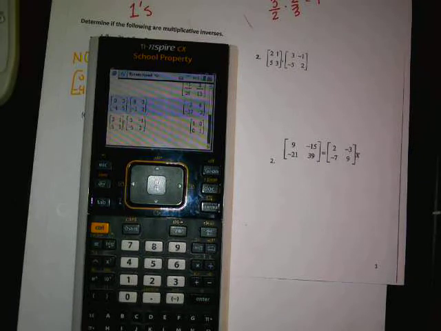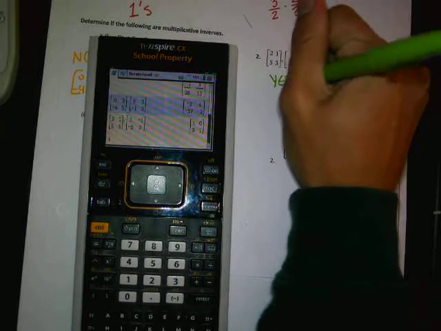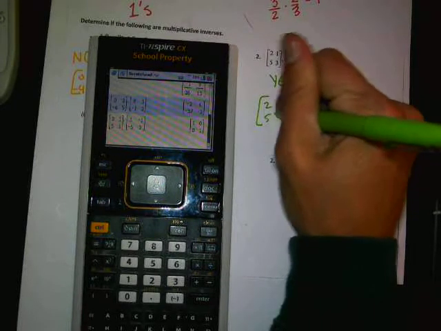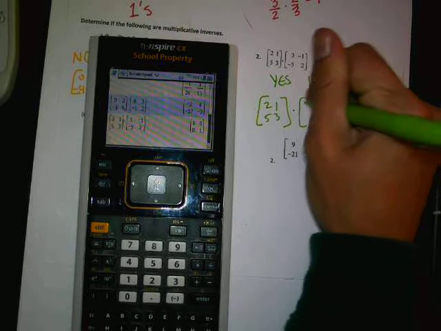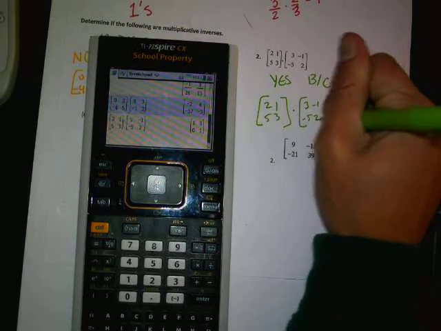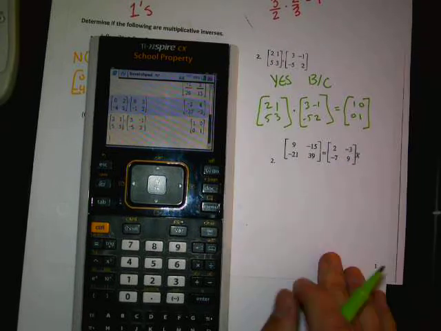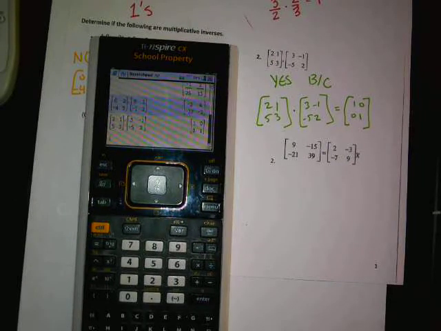So when you multiply these 2 matrices, do you get the identity? Yes. So are they inverses? Yes. So you would say yes because 2, 1, 5, 3 times 3, -1, -5, 2 equals the identity.